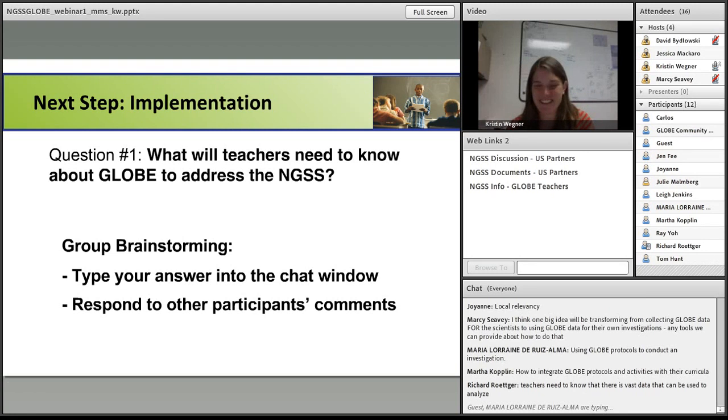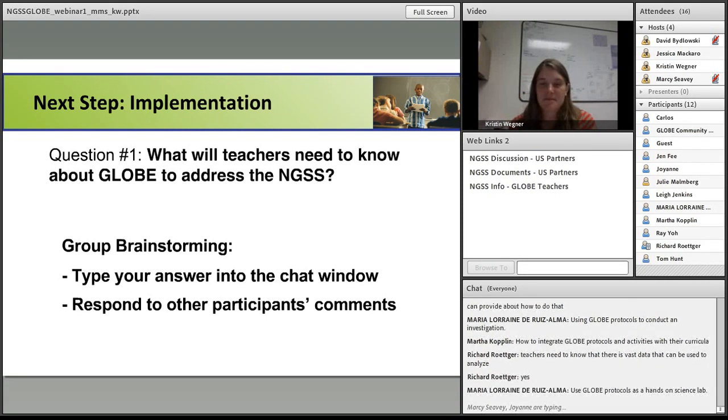Hearing that a lot. Lots of people are saying the protocols and activities under the investigation. Richard, teachers need to know that there is a vast amount of data that can be used to analyze. Great. And so by that you mean the GLOBE database that we have, correct? And how they can connect with that. Good.